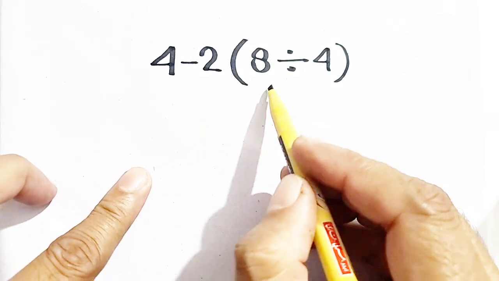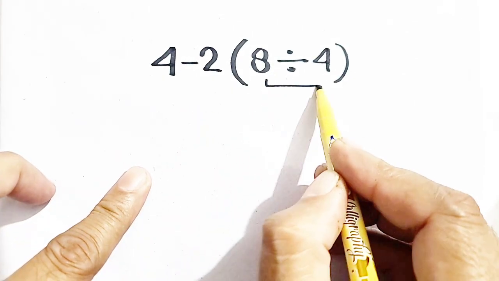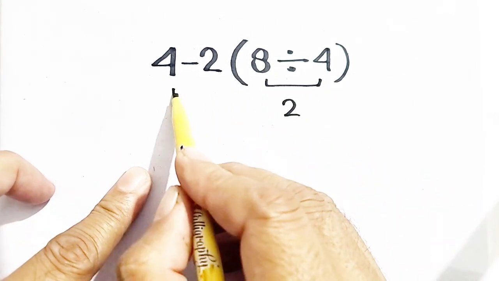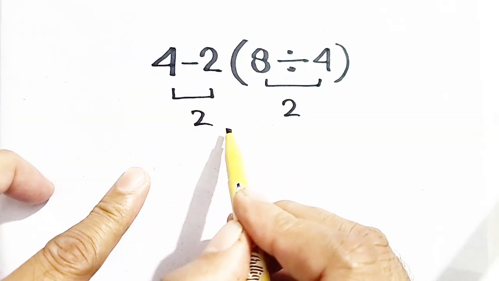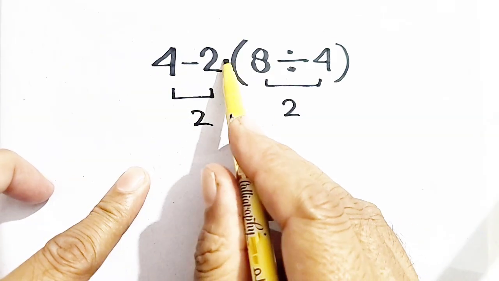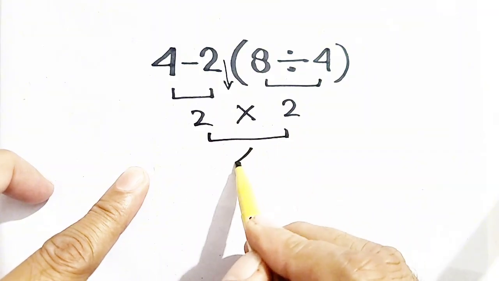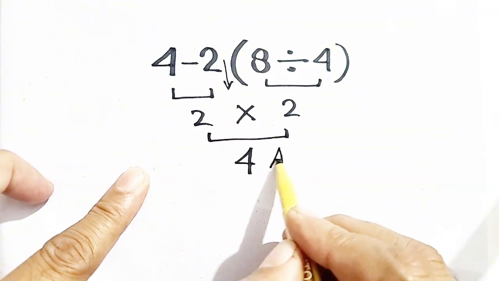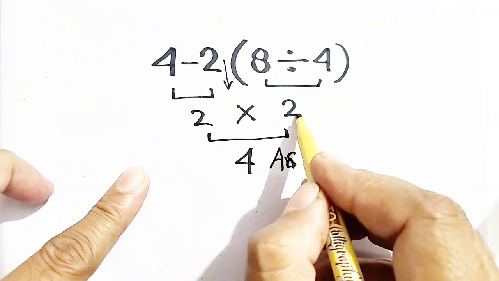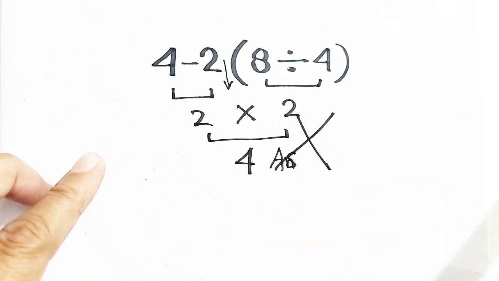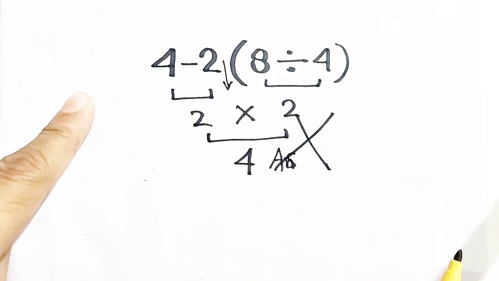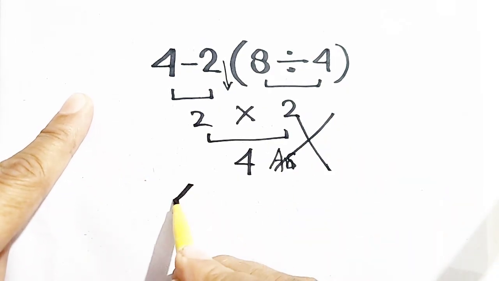Look at the question: 8 divided by 4 is equal to 2. 4 minus 2 is equal to 2. Here there is no multiplication sign, so 2 times 2 will be equal to 4, which will be our answer. But it is not correct because we have not followed any order of operations.